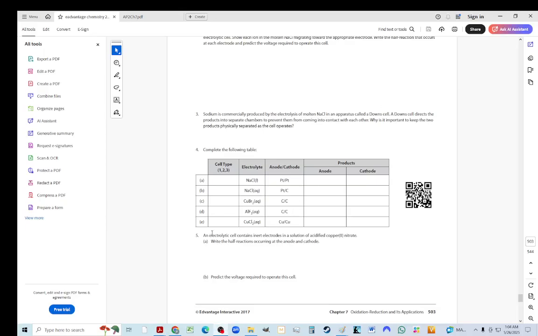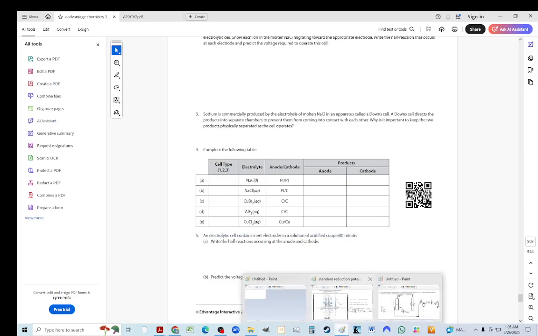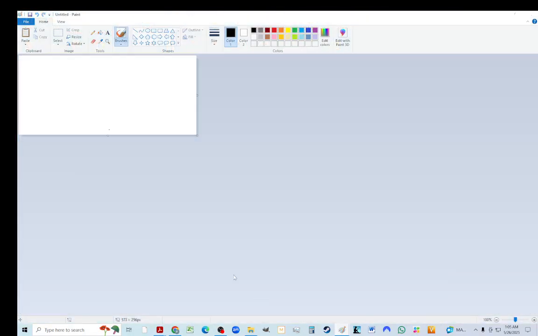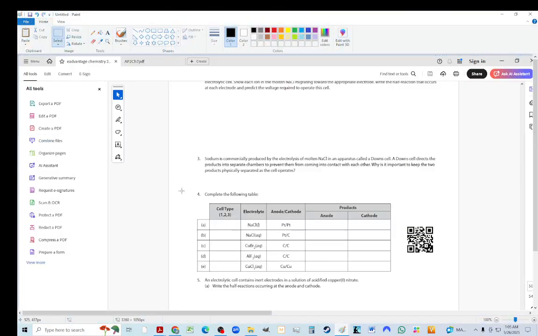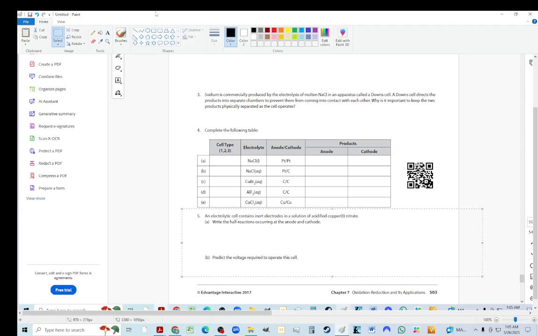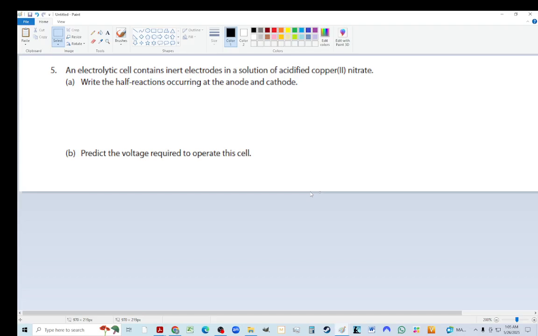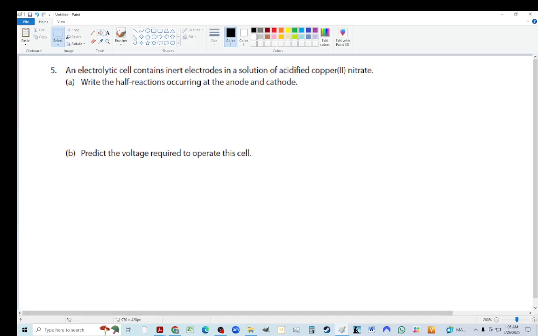Okay, number 5 asks: an electrolytic cell contains inert electrodes, so those aren't going to react in a solution of acidified copper nitrate. Either of these can react, and I believe water is also potentially something it's going to react with. So when doing this, you have to look at all things that are available.